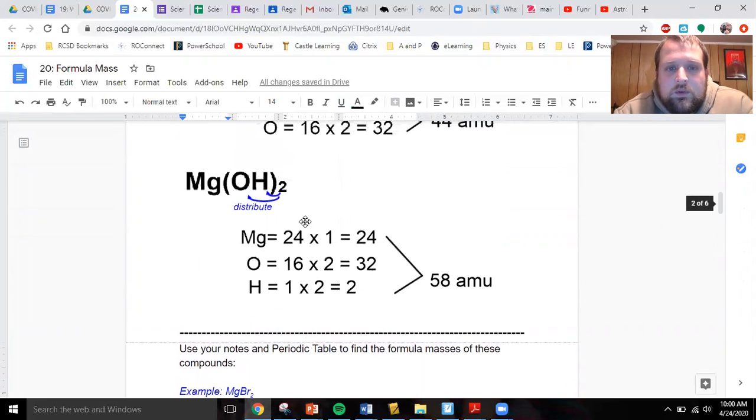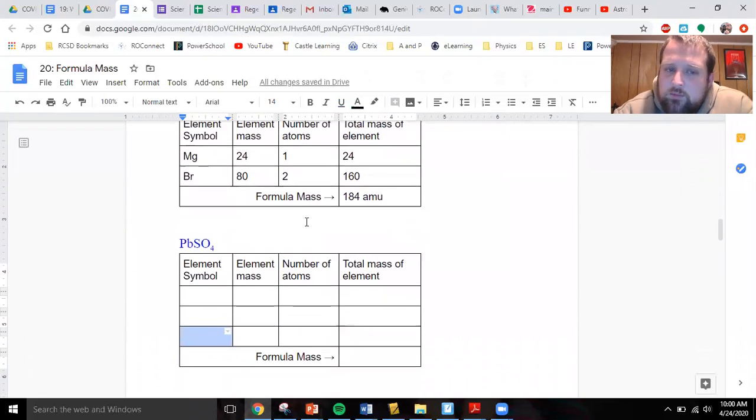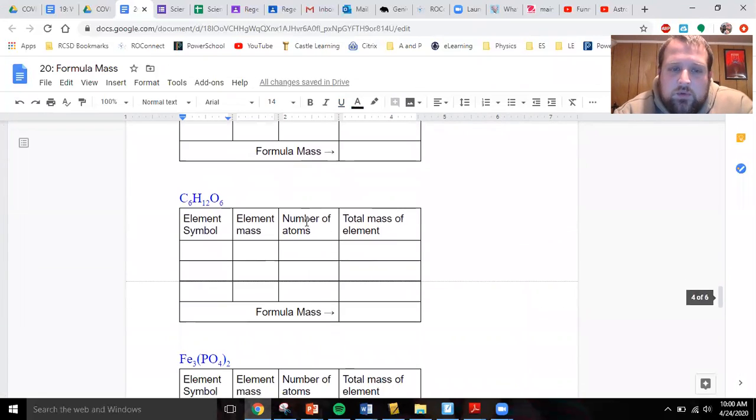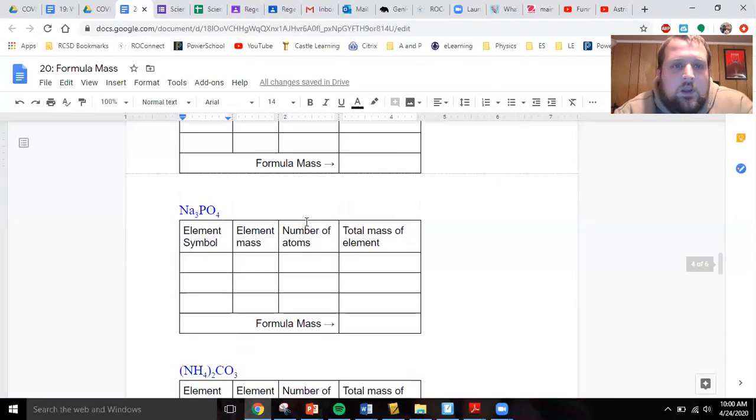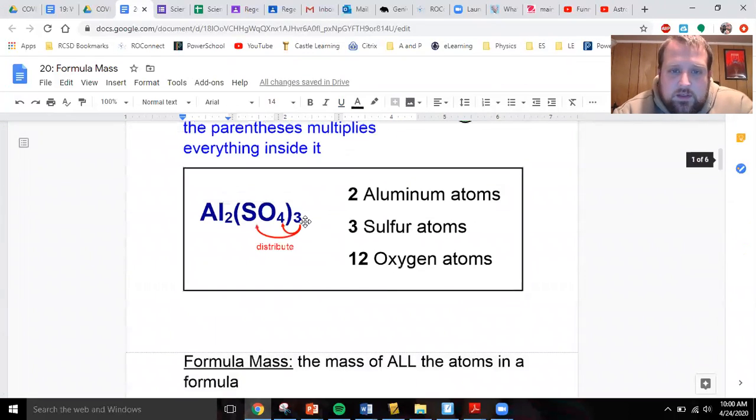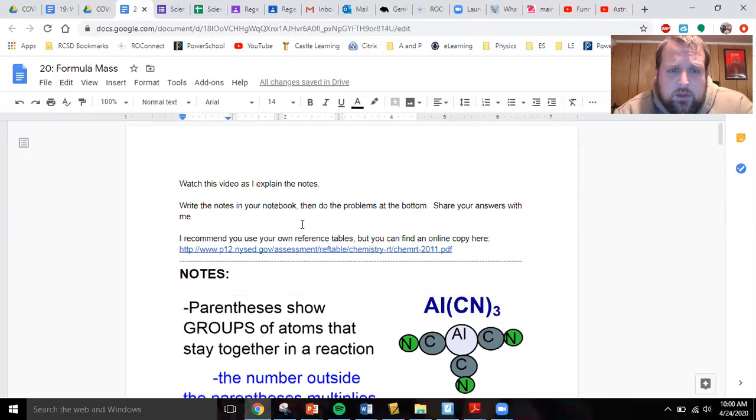There's also the notes. Hopefully you shouldn't have too much trouble. So do the 9 examples, use your calculator, use your reference tables. It'd be easiest if you had the reference tables open next to you, but you could also go here to an online copy of the reference tables. Good luck, and let me know if you have any questions.